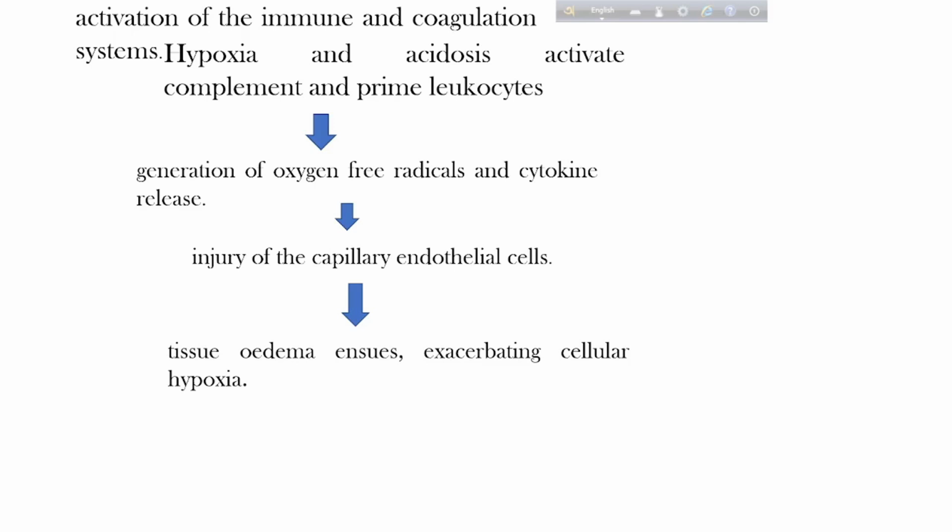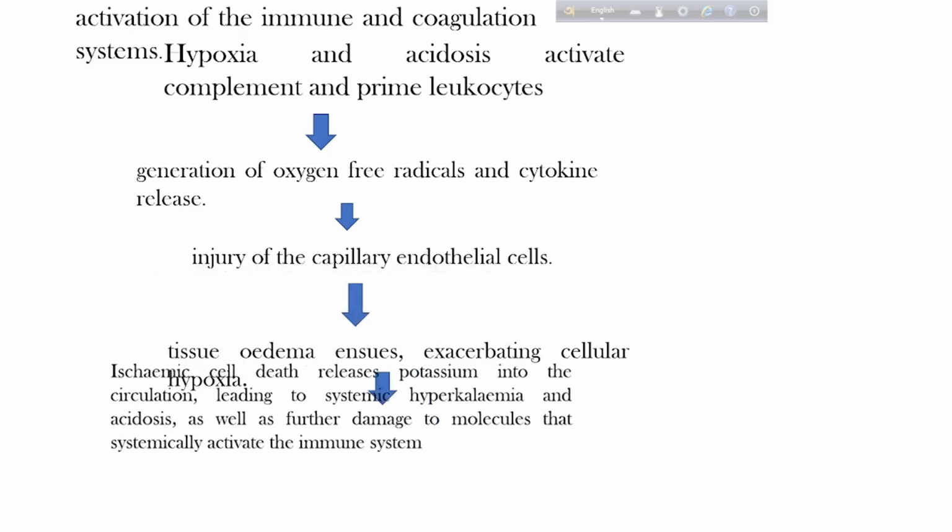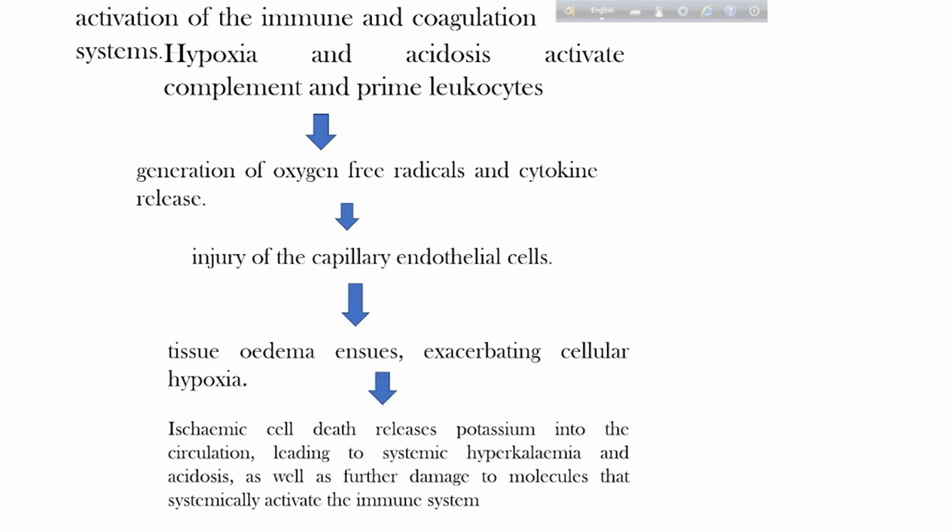Due to injury to capillary endothelial cells, fluid leaks into the extravascular space, and there is further hypovolemia, further hypoxia, and tissue edema, which exacerbate cellular hypoxia. And ischemic cell death releases potassium into the circulation, leading to systemic hyperkalemia and acidosis, as well as further damage to molecules that systemically activate the immune system.